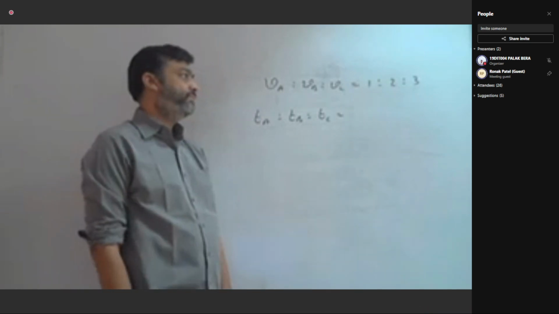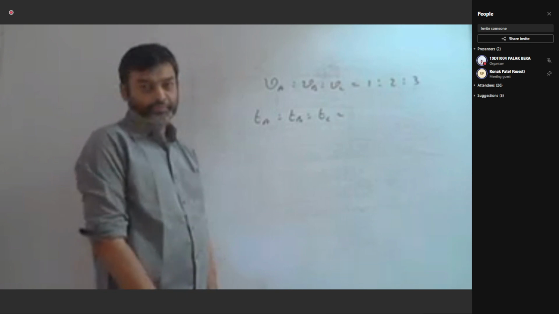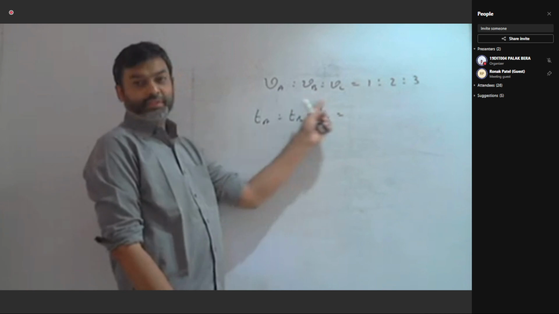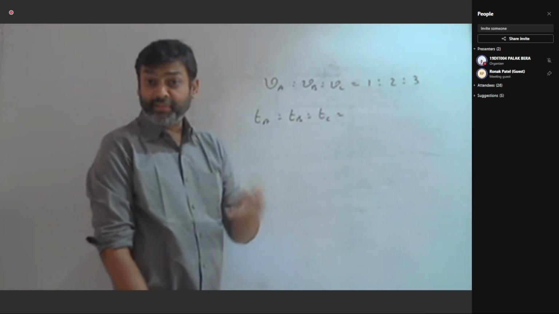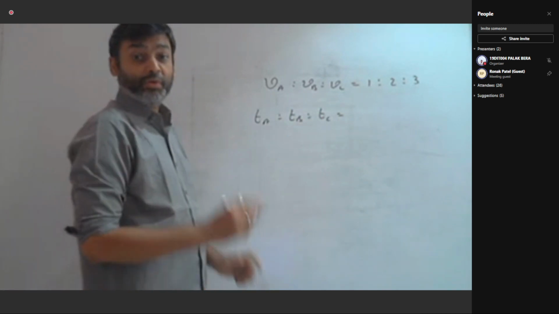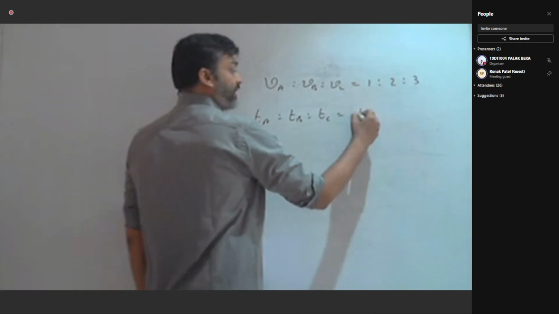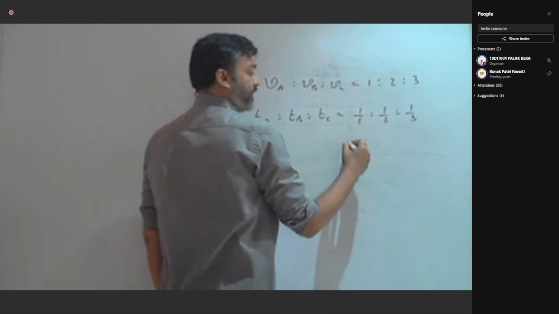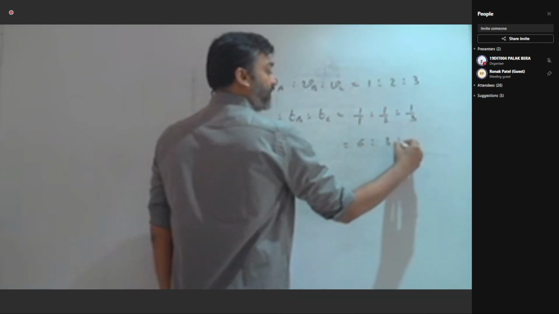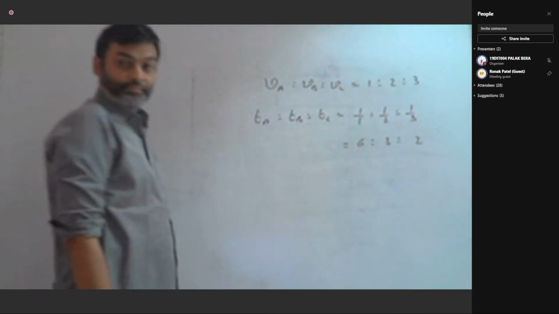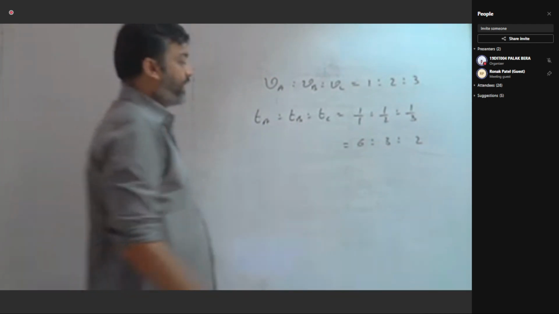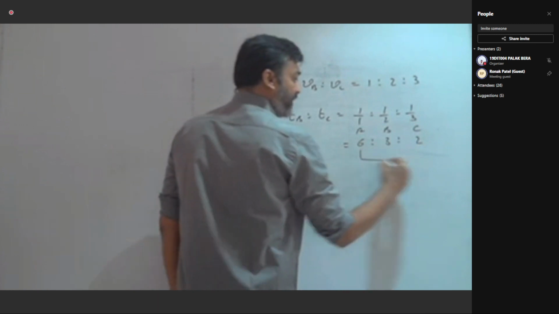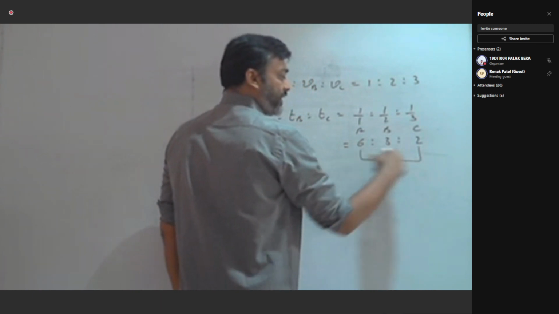How will you do this? Anybody? If you are given the velocities ratio and all three are covering the same distance, then time and velocity are always in reciprocal relation. So I can say 1 upon 1 is to 1 upon 2 is to 1 upon 3. If I take LCM 6, then 6 is to 3 is to 2. Now, this is A's time, this is B's time, this is C's time. You are given the difference between A and C.